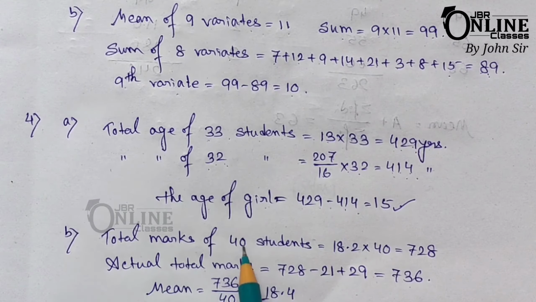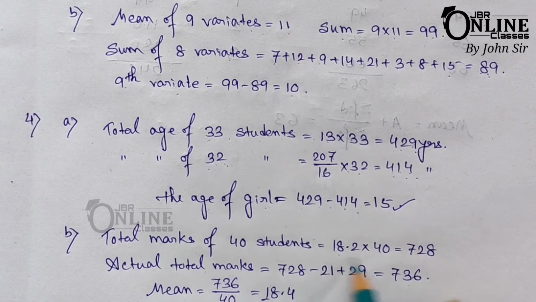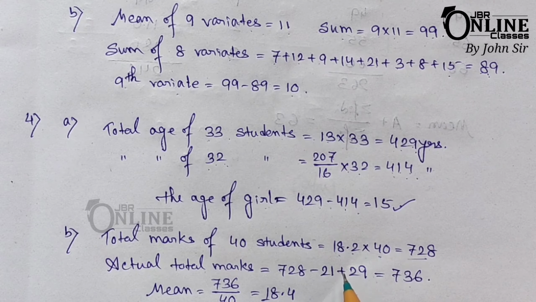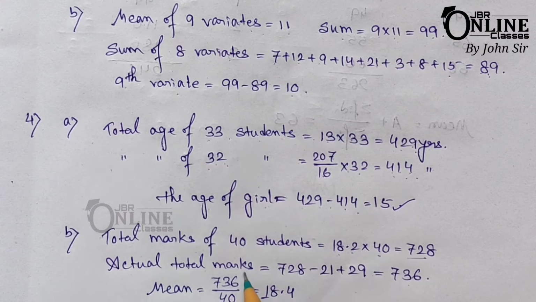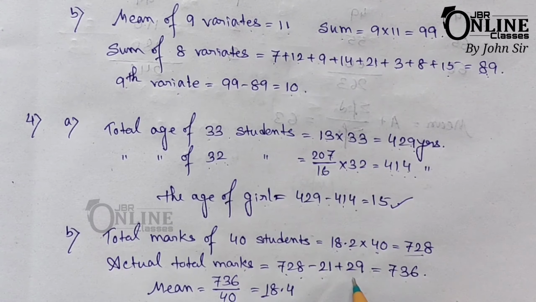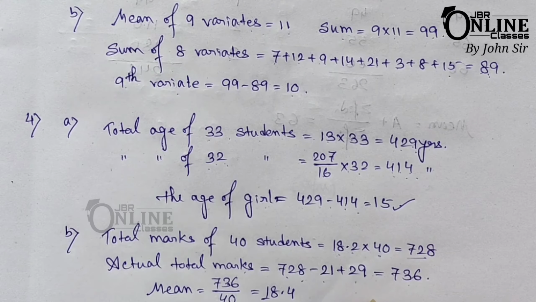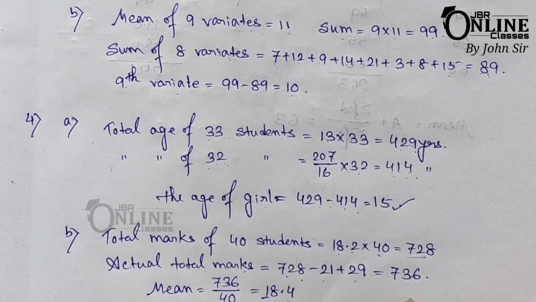So here the total marks of 40 students that equal to mean into 40. So 18.2 into 40 that equal to 728. Now one student's marks, that means instead of 29 copied as 21. So the actual total marks 728 minus 21 plus 29, and that equal to 736. So the new mean equal to 736 by 40, and that equal to 18.4.